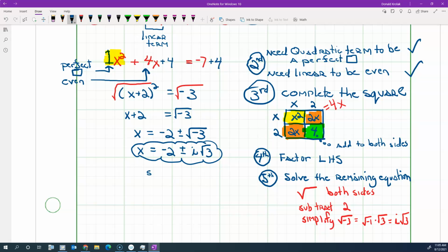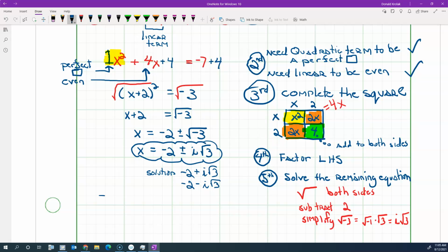Okay, one solution is negative 2 plus i root 3. And the other solution is negative 2 minus i root 3. Because there's 2 of them.